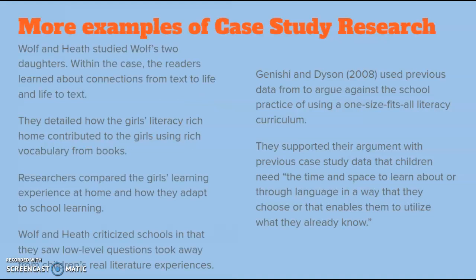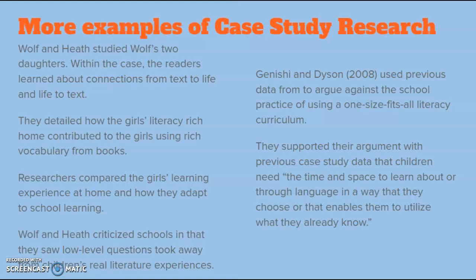All right, so I've included a couple more examples of case study research. So the first example was from Wolf and Heath, and these are both found in our book in chapter 2. Wolf and Heath studied Wolf's 2 daughters, and within this case, the readers learned about the connections from text to life and life to text. So the researchers detailed how the girls' literacy-rich home had contributed to the girls using rich vocabulary from the books. So they would often make life connections to the words that they were encountering in books.